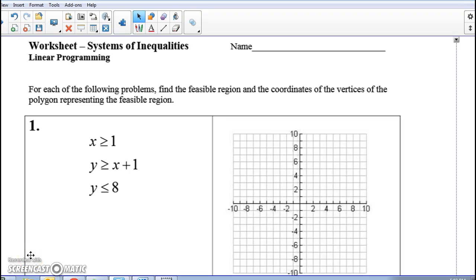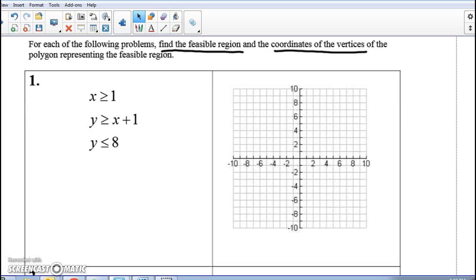Okay, for each of these problems, we're going to find a region, and we're going to record the vertices, the coordinates on those regions. So for each problem, I'm going to use a few different colors to graph them. Our first one is x is greater than or equal to 1. This is the only one we can't put in our calculator. And this will be a solid line.